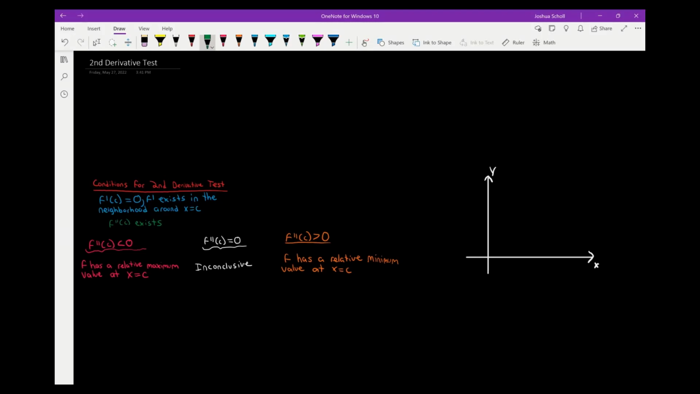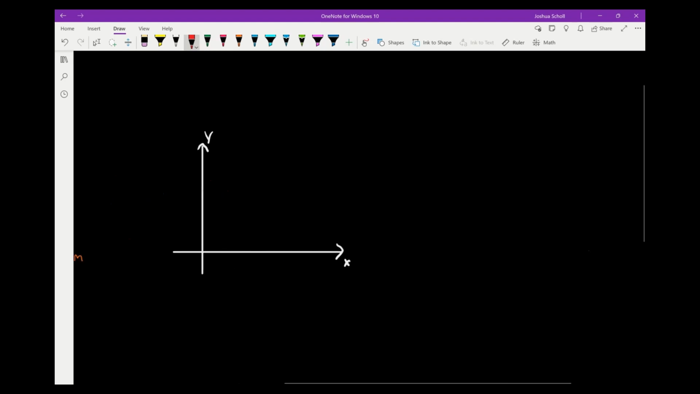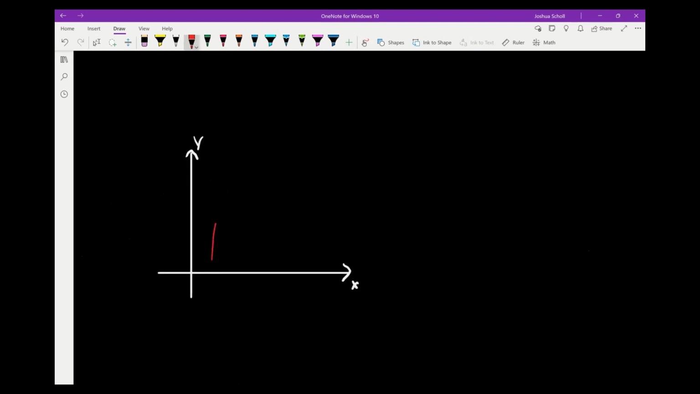So this video is about the second derivative test, and more specifically, what the second derivative test is telling us. So to figure this out, I'm going to draw a function with a relative maximum point at x equals c. So using our calculus knowledge, we can figure out many things about this function.